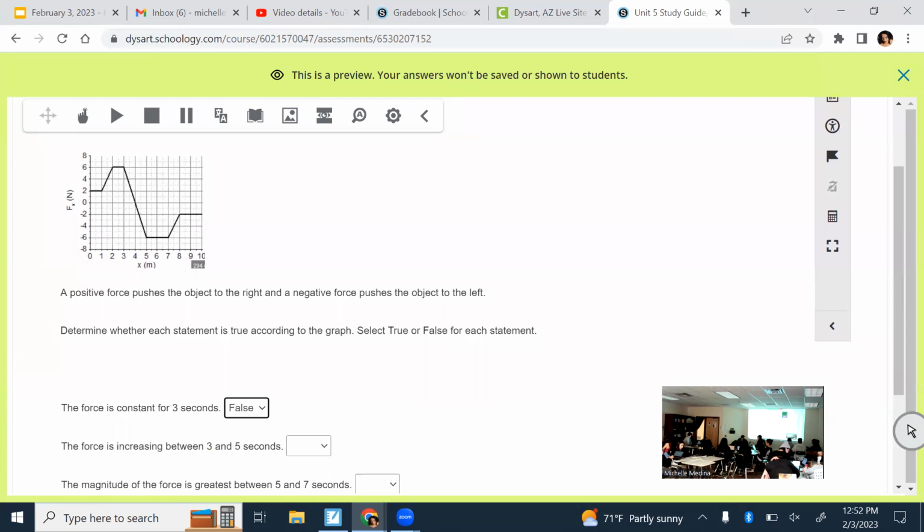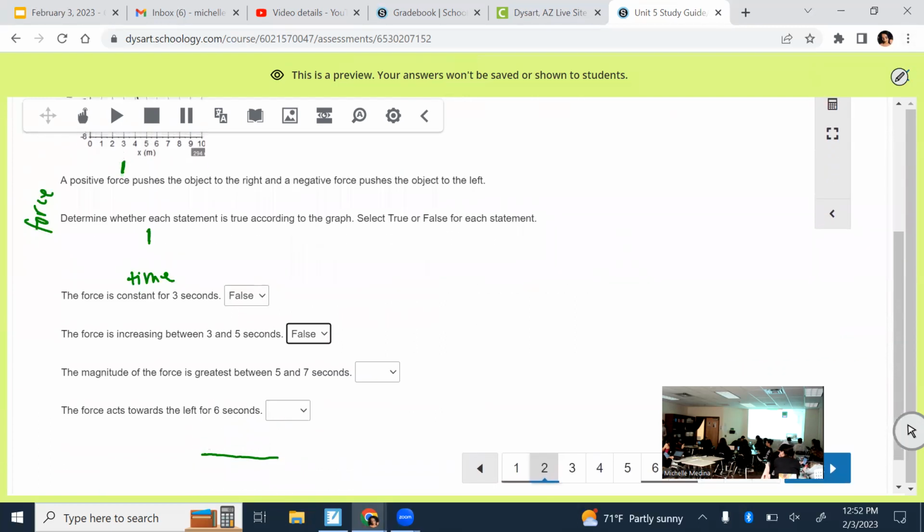Next one. The force is increasing between 3 and 5 seconds. Do I look at the X or the Y? The X, because they said X is time, right? The Y is force. So looking from 3 to 5, is it increasing from here to here? No. It's decreasing, so I would say that's false.